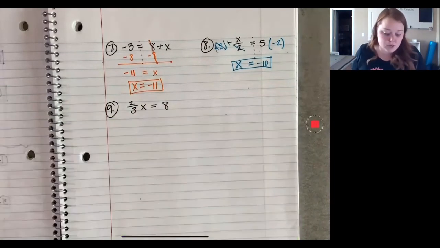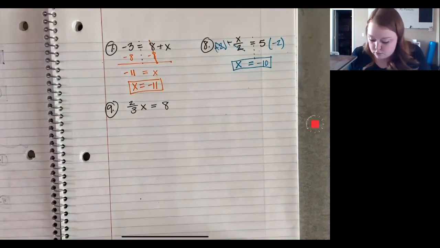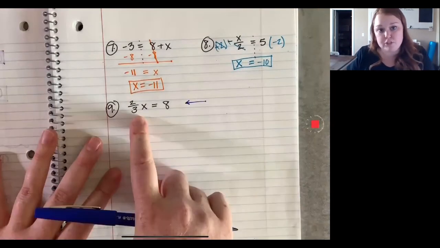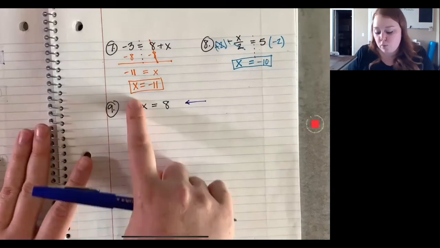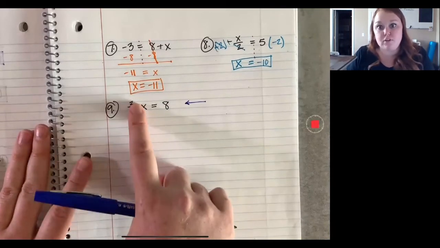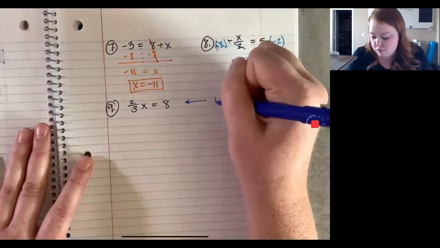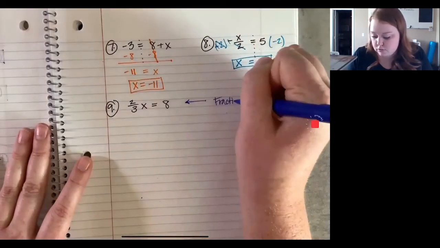Okay, so that's what I want to talk about next: what happens when your coefficient, remember, the coefficient is the number attached to x, is a fraction? So let's call this fractional coefficients.